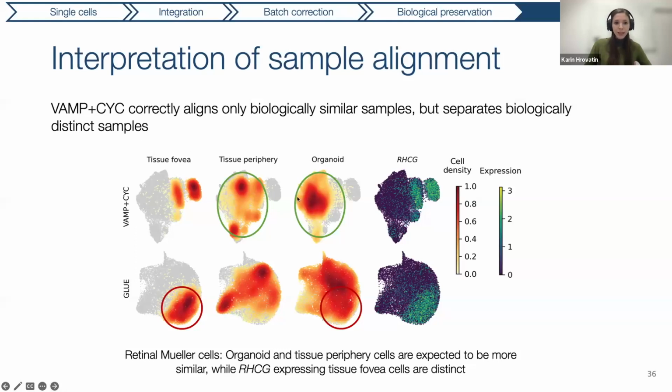So here I'll be showing you one example of a data set from retinal organoids and 2 regions of retina tissue. The authors of the study reported that the organoid tissue is quite similar to the tissue periphery. However, those 2 populations are quite distinct from the tissue fovea, which is also marked by expression of a specific marker. Now, this directly corresponds to what we observe in our VampPrior and cycle consistency model. However, if you, for example, look at the adversarial GLUE model, the organoid data is mixed with both regions, also the fovea one, which is biologically incorrect. So if we want to do reliable downstream analysis, we need to have high quality integration in the first place.